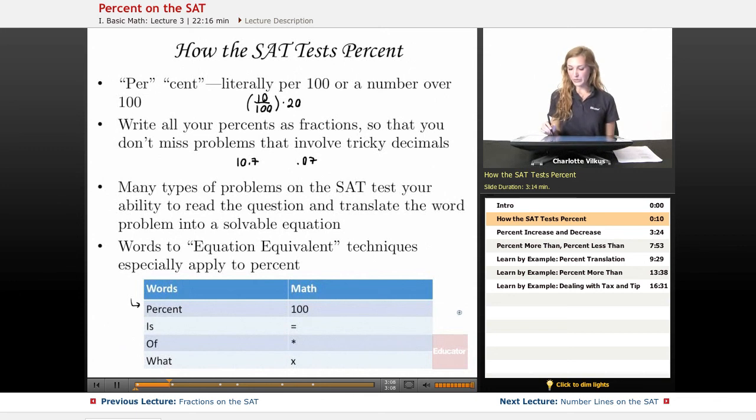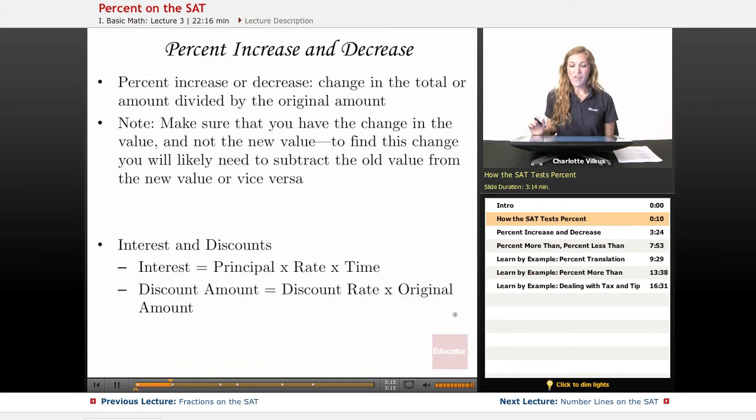So using these, we're going to go over some practice problems together. The other thing, though, that we want to look at before we start going into practice problems is some other ways that percent comes up. So we also see percent in percent increase or decrease problems. And when we're talking about a percent increase or a percent decrease, we're talking about the change in the total, or the amount, divided by the original amount.